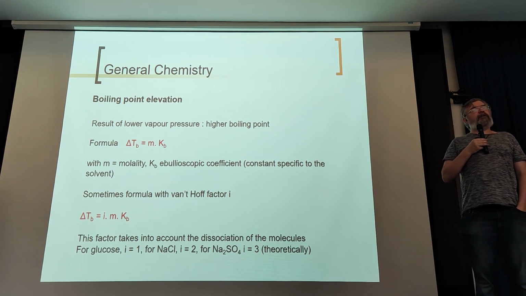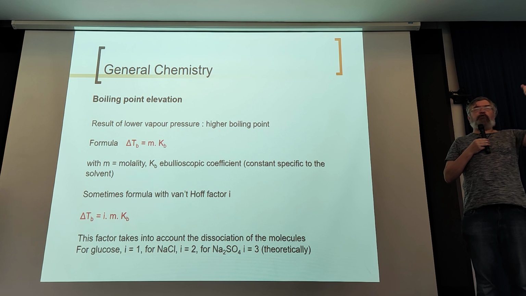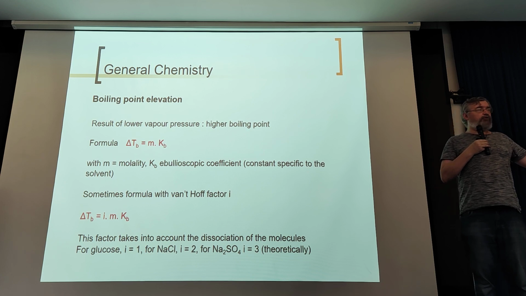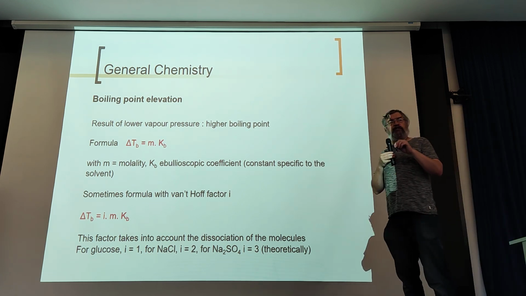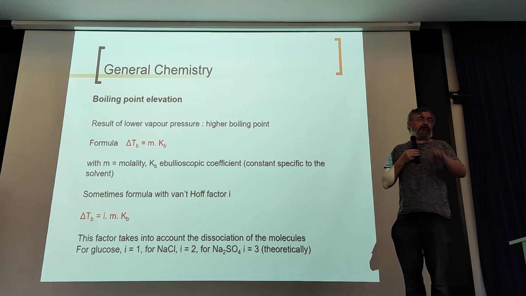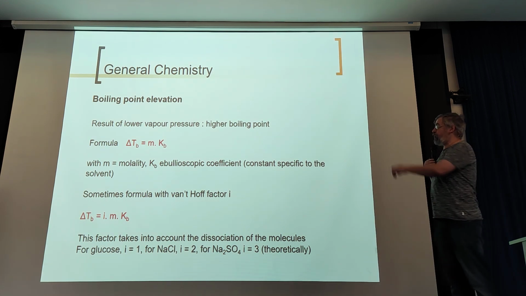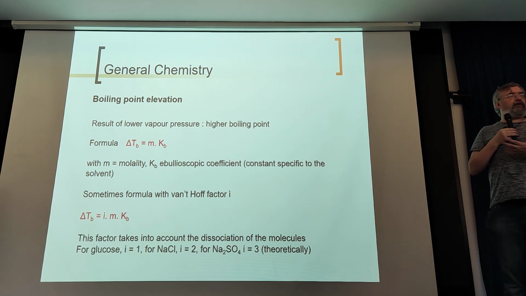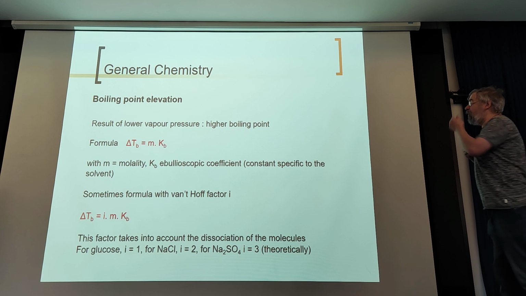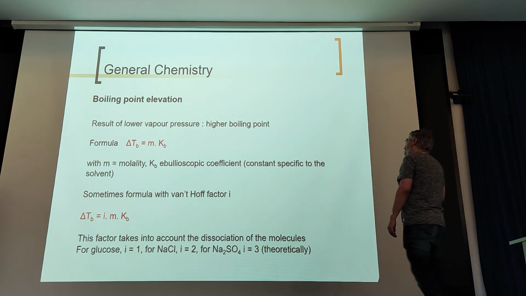Now, we can measure. Normally, if you have pure water, we put a thermometer in it, and we look at the thermometer when it starts boiling, it will read 100 degrees Celsius. If you have a salt solution, or a solution of a non-volatile compound, you will see that this temperature is higher. There will be a difference in boiling temperature, delta TB, is the difference in boiling temperature. And there's a formula for it.